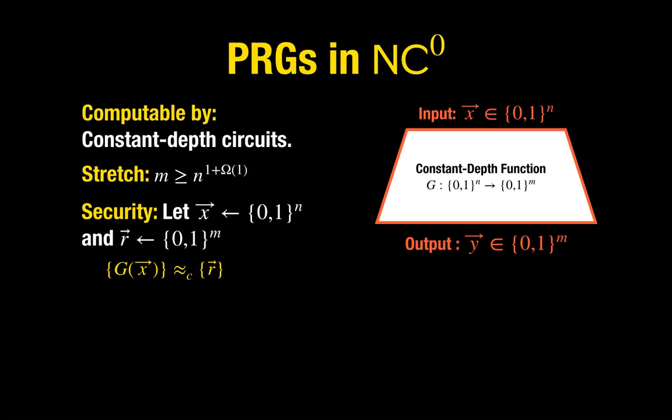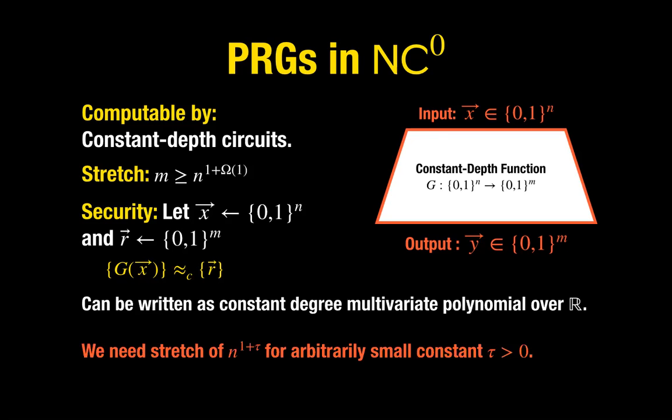Now I want to stress some facts that I'm going to use. The main fact is that when you talk about Boolean functions which are implementable by NC0 circuits, they have a very nice structure. You can actually write any such function, and therefore any PRG in NC0, as follows. Take any output bit yi from one of these m bits. Every such output bit can be computed by some constant degree multivariate polynomial where the coefficients come from the integers and the polynomial is evaluated on the input x.